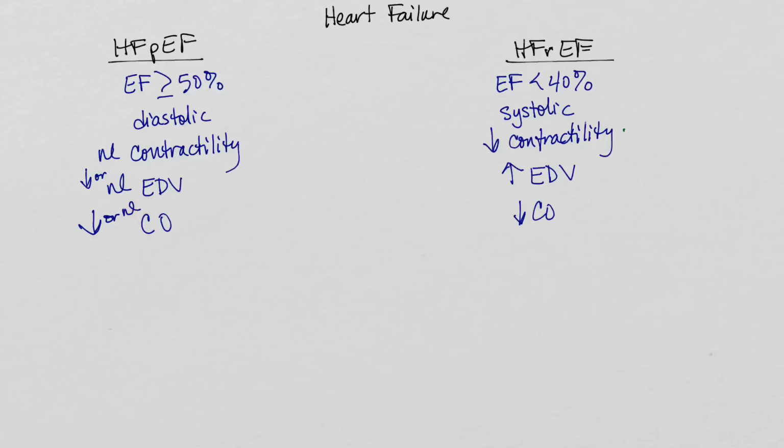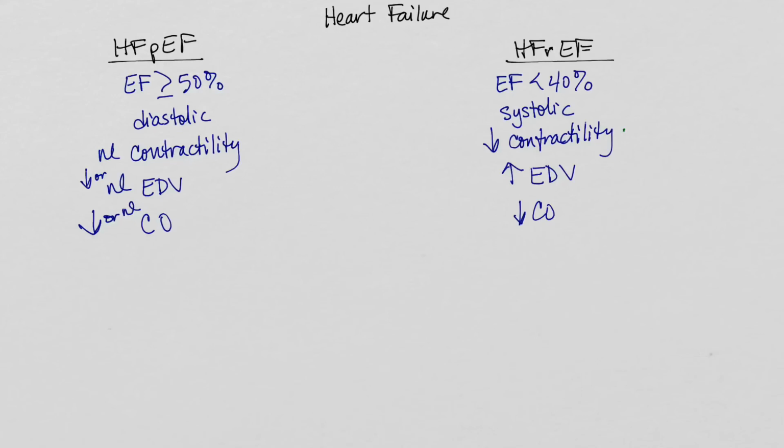If you have normal cardiac output over here, you're still perfusing your organs for the most part. Whereas in heart failure with reduced ejection fraction, you have the loss of contractility, you definitely have loss of cardiac output, and so you have symptoms of forward failure, meaning you're not perfusing your tissues and your organs.